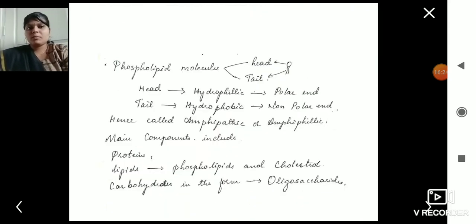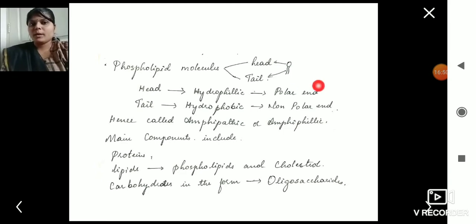So here is the phospholipid molecule, heads and tails, which we were discussing, the polar and the non-polar end. See, this is the head and this is the tail. The head is hydrophilic in nature, a water-loving substance, which is very eager to interact with water. That is the polar end. Whereas the tail is the hydrophobic end, the non-polar end, which fears the water molecules.